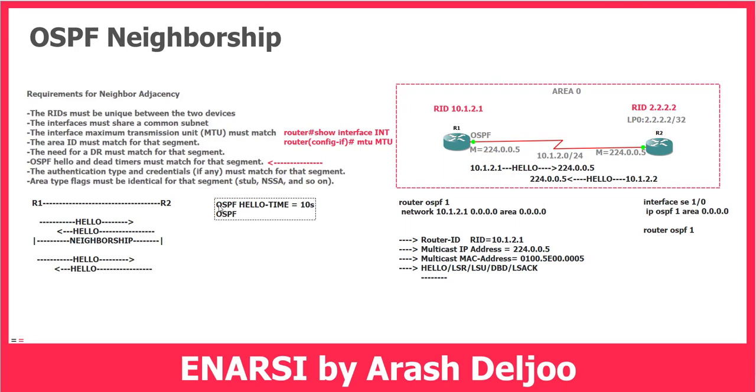Also in OSPF we have another timer, which we call the dead time. Dead time by default is equal to 4 times the hello time, which is 40 seconds. What does it mean? It means that R1 should send, for example, a hello every 10 seconds, and R2 should hold a 40-second down counter for R1. This means that if the first hello isn't received, it is not important.